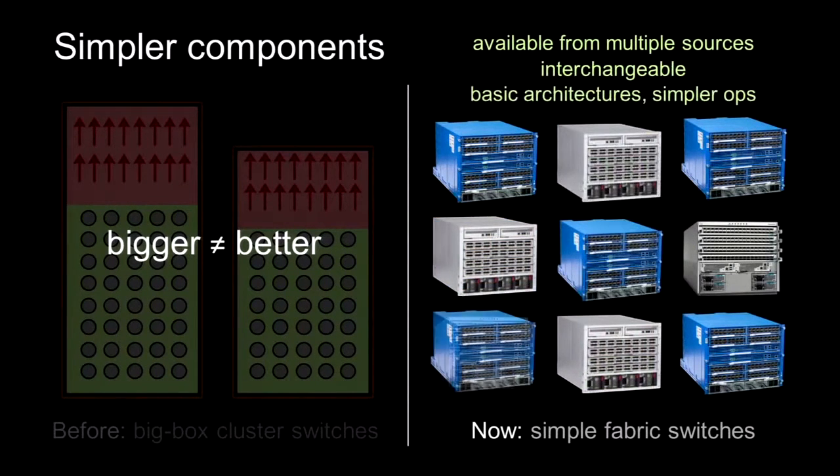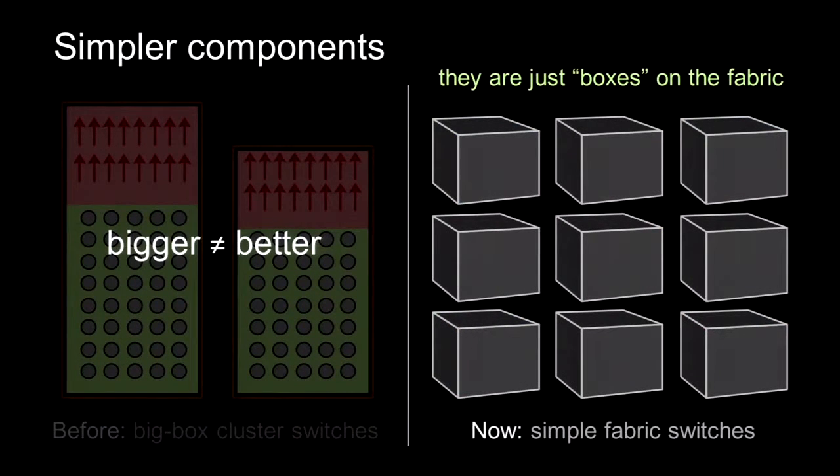So these small boxes are much simpler. They have very simple architectures inside. There are little fabrics inside these boxes, typically based off pretty basic components. They're interchangeable, and they fail simpler. They simplify the operations a lot. But again, for us, they're just boxes on the fabric, and each individual box doesn't matter.